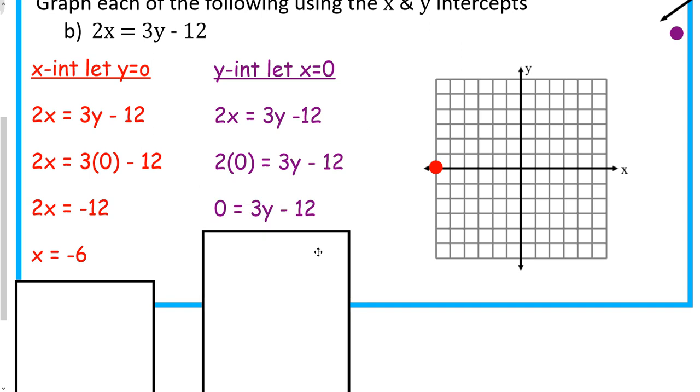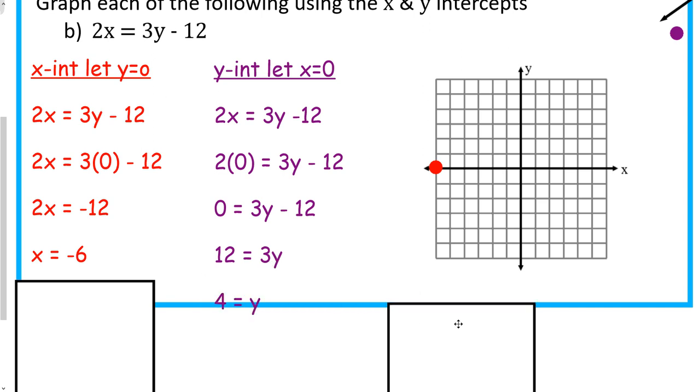3y minus 12. And what I've done here is, since this was already positive, I just left it where it was, and I just moved the negative 12 over to the other side to make it positive. So we have 12 equals 3y. Divide both sides by 3, because we're trying to isolate for the y, right? We want that y to be by itself. 12 divided by 3 is 4.